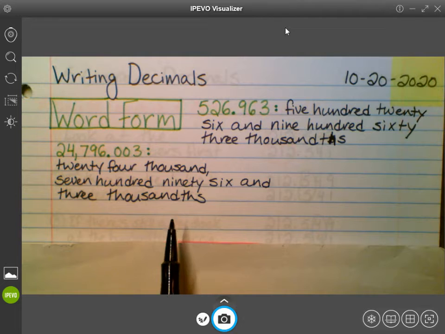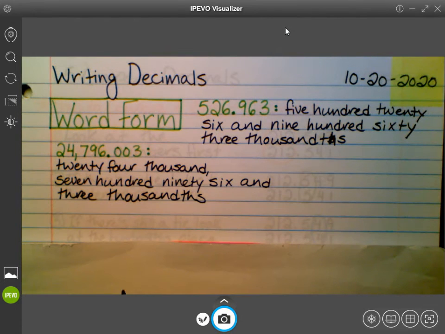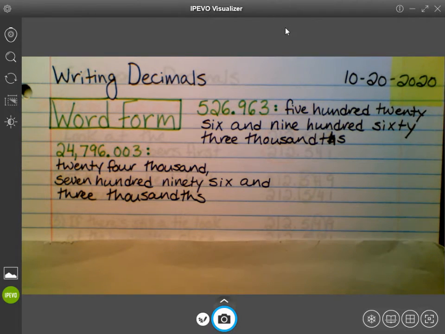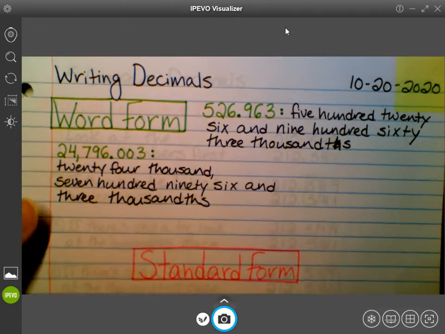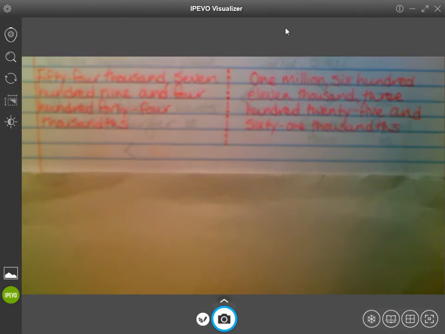How do we feel about the second one? Show me on your hands. How do we feel about the second one? Awesome. Overall, how are you guys feeling about writing a number in word form with words? Yeah? Awesome. Awesome. Okay, so now we are going to move on to standard form.